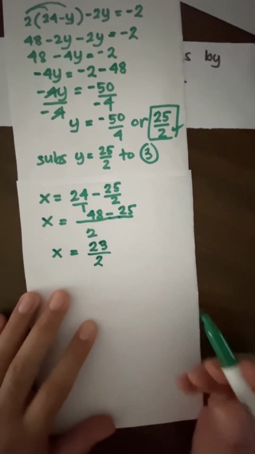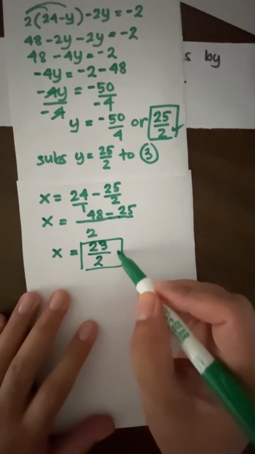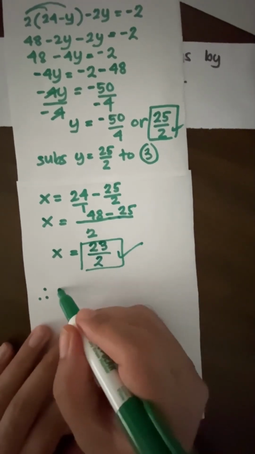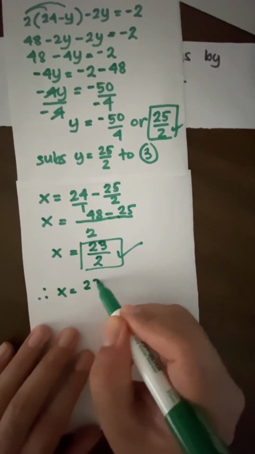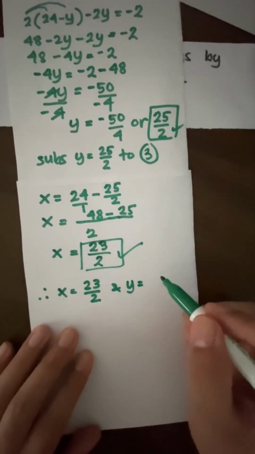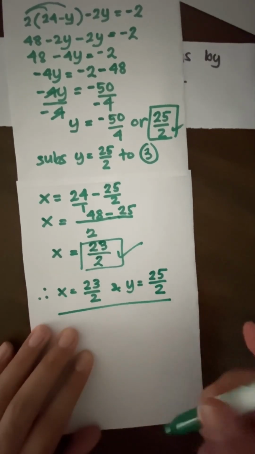The value of x is 23 over 2. Finally, the answers for x and y are x equal to 23 over 2 and y equal to 25 over 2. Are you ready for the next problem?